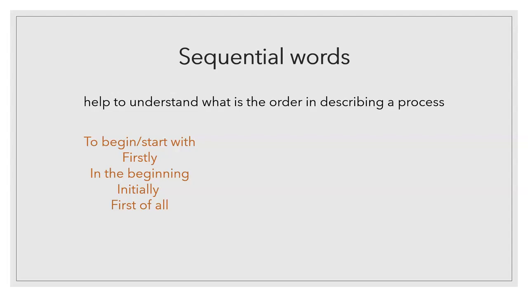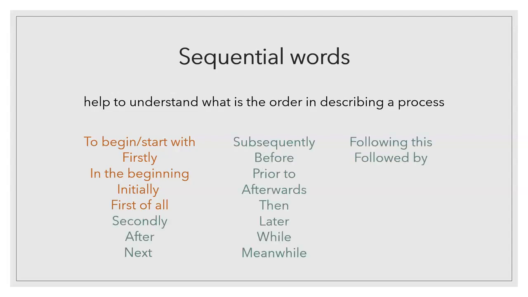Now let's look at the list of words and phrases we can use to describe a process when we are at the middle of the process. Secondly, after, next, subsequently, before, prior to, afterwards, then, later, while, meanwhile, following this, followed by. You can notice that these words definitely can be used in the middle of the process, but they won't be as appropriate to use at the beginning.